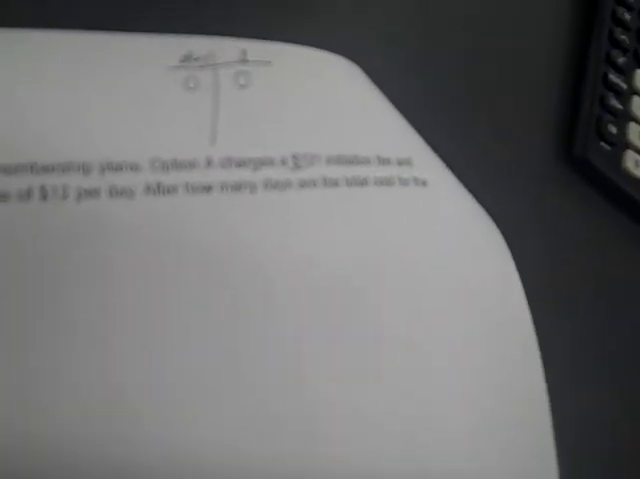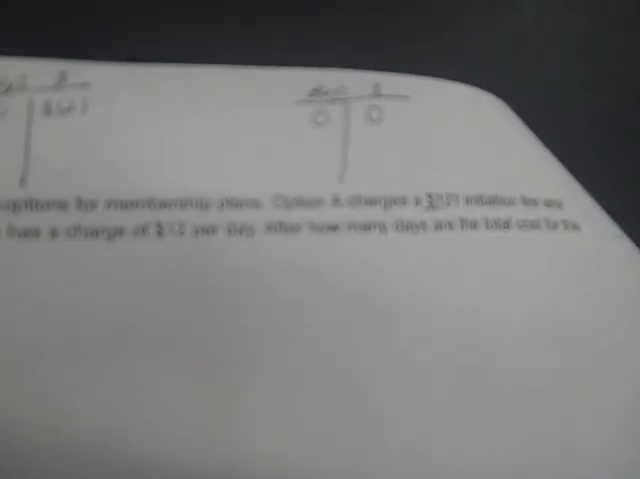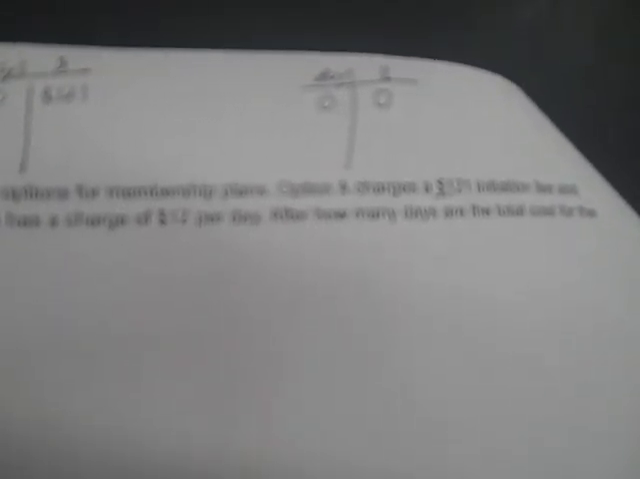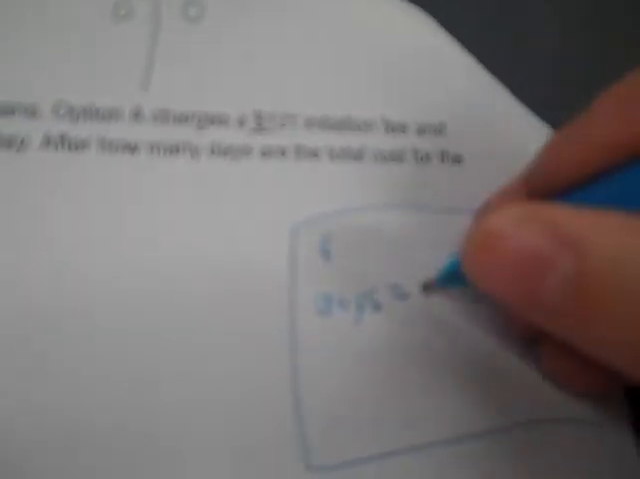Okay, then the last one. A gym offers two options for membership plans. Option A charges $121 initiation fee and $1 per day. Option B has a charge of $12 per day. After how many days are the total cost of the two gyms equal? Okay, so again, you got dollars and days. Okay, so dollars and days. Again, the time unit is my X, dollars is Y. So per, dollars per day.